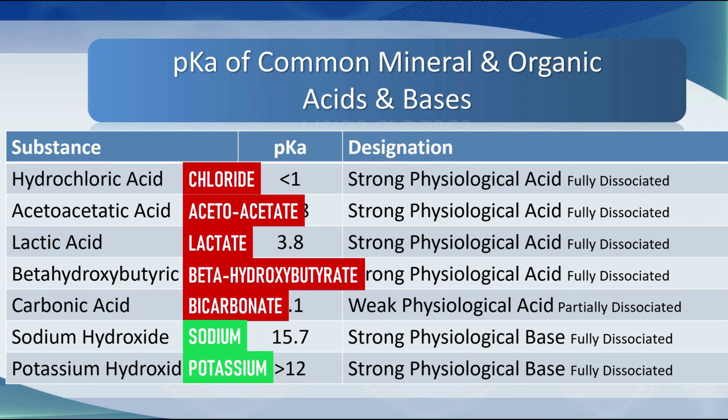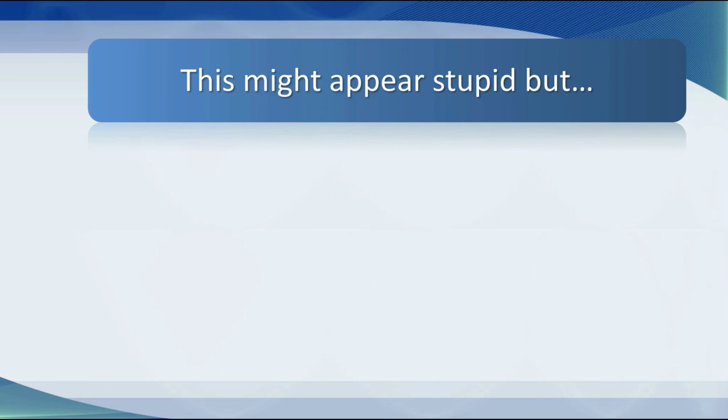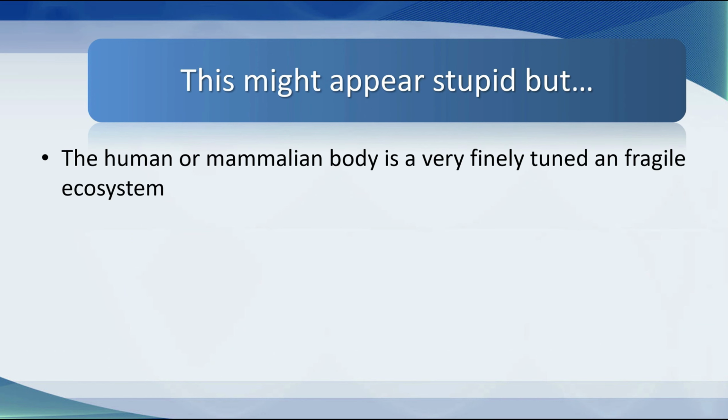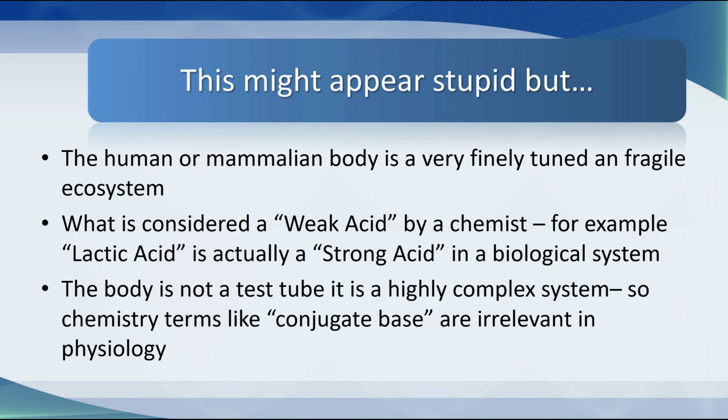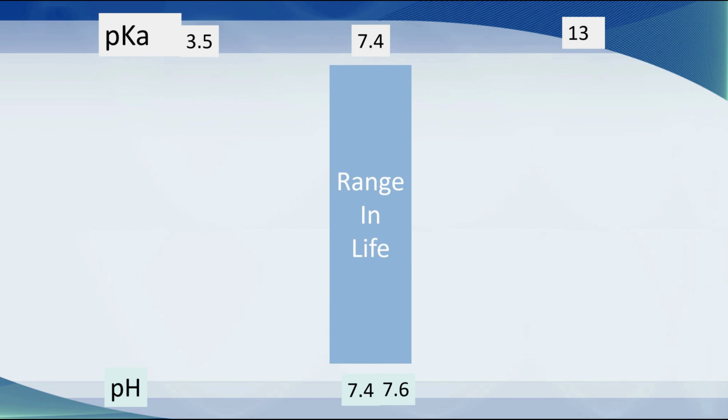So this may appear a little bit stupid, but the human or mammalian body is a finely tuned, fragile ecosystem. And what is considered a weak acid by a chemist, for example, lactic acid, is actually a strong acid in a biological system. The body is not a test tube, but a highly complex system. So chemistry terms like conjugate base are irrelevant in physiology. And that's why it's important to understand these strong and weak acids.